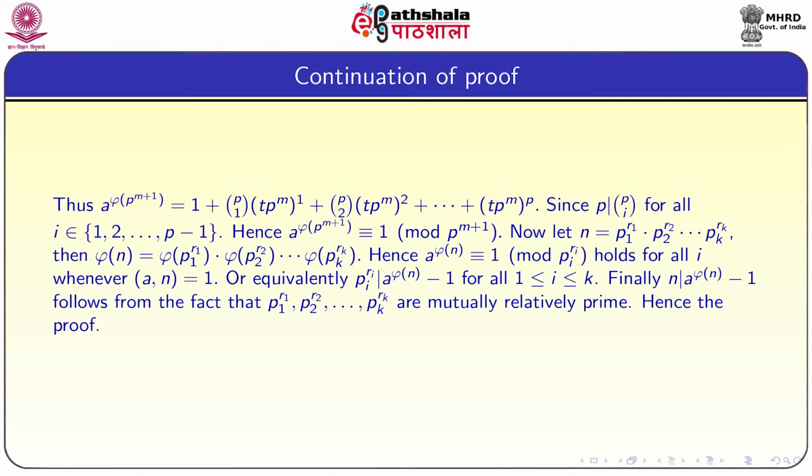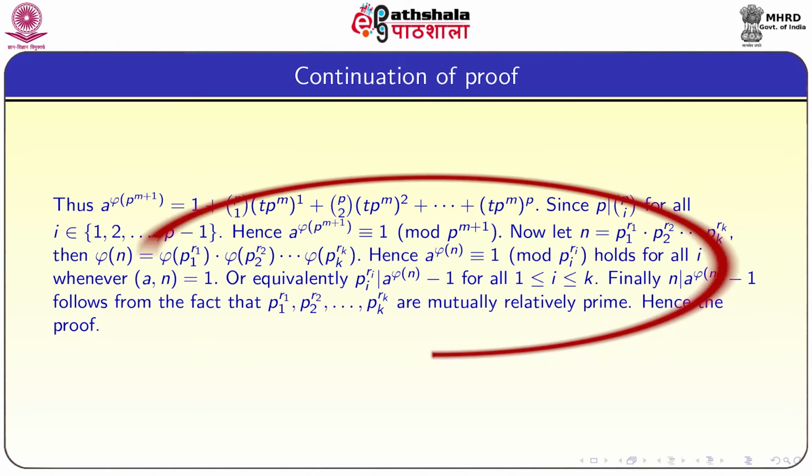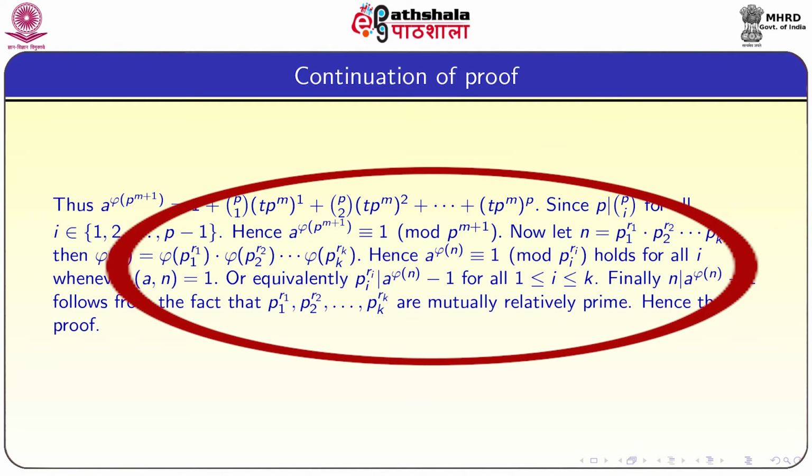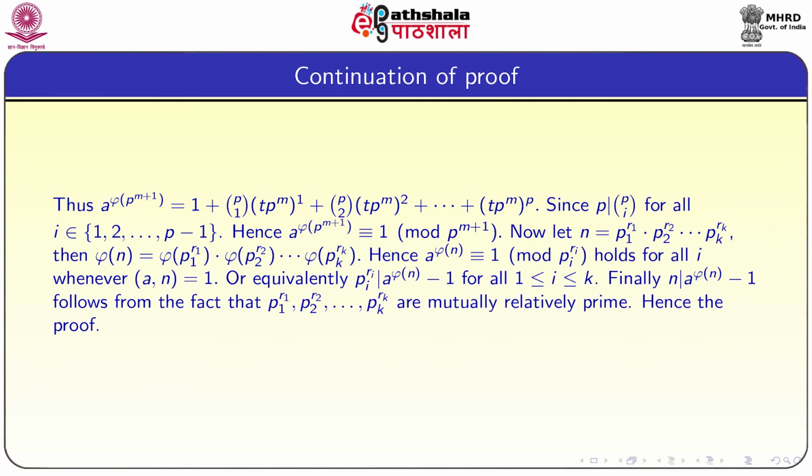Hence, we have that a^φ(p^(m+1)) is congruent to 1 mod p^(m+1). Now, if you take n = p1^r1 p2^r2 ... pk^rk, then we know that φ is multiplicative. So, φ(n) = φ(p1^r1) φ(p2^r2) ... φ(pk^rk). Hence, a^φ(n) is congruent to 1 mod pi^ri holds for all i whenever GCD(a, n) = 1, or equivalently pi^ri divides a^φ(n) - 1.